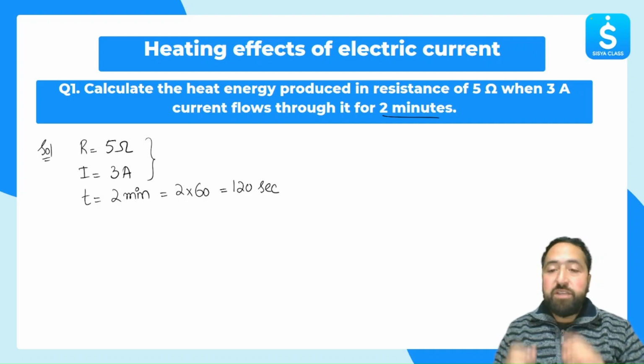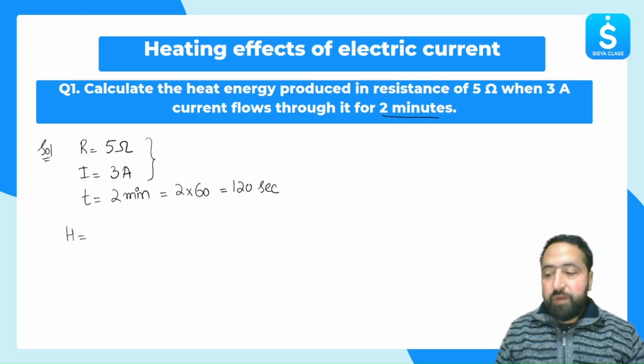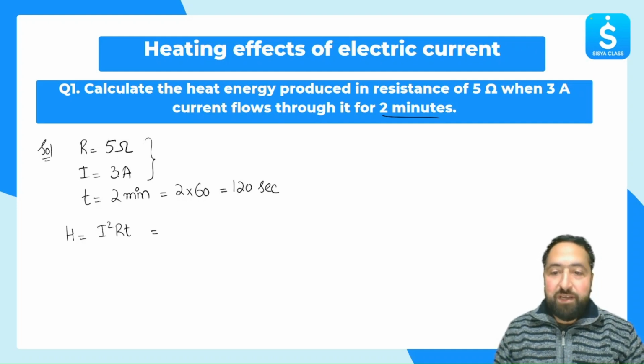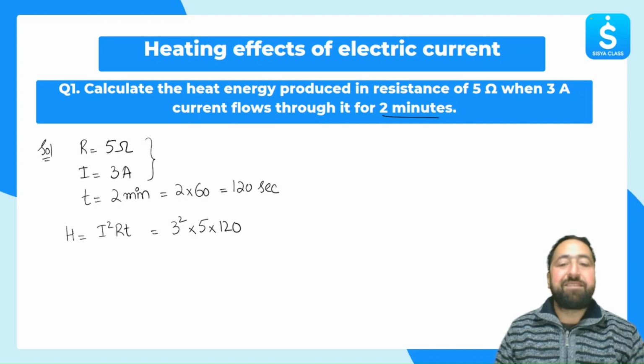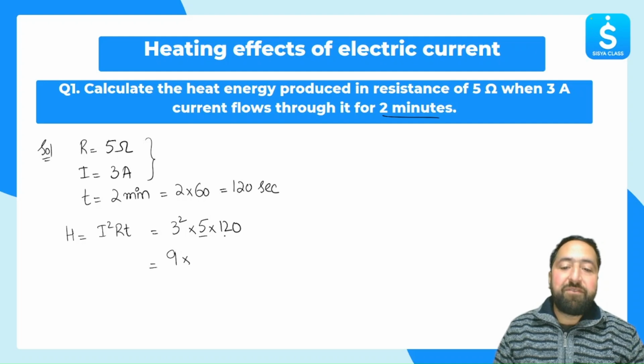Very good. Now we just need to put these in, because we need to calculate the heat produced. So heat produced is equal to I square into R into T. What is I? It is 3, so you will say 3 square, isn't it? Multiplied by what is R? It is 5, and multiplied by 120. Done? Very good. So this is 3 square, which will be 9, multiplied by 5, multiplied by 12 is how much? It is 60. And then there is one more zero.